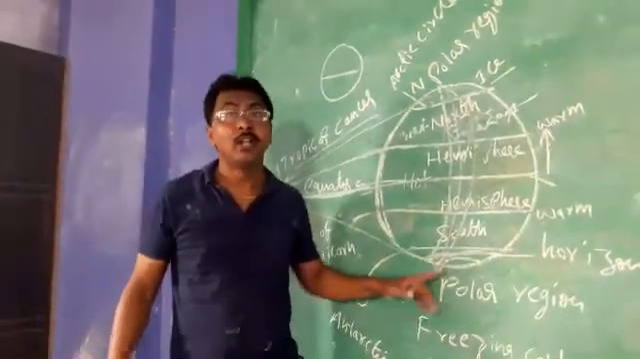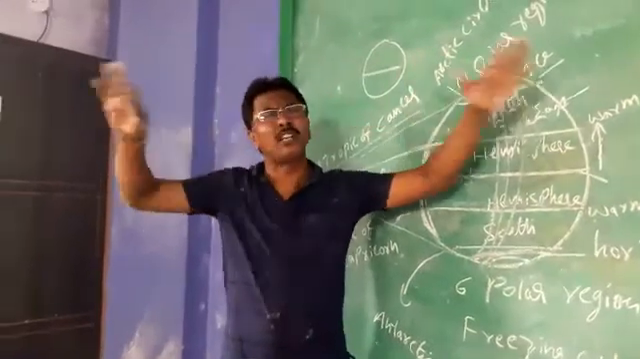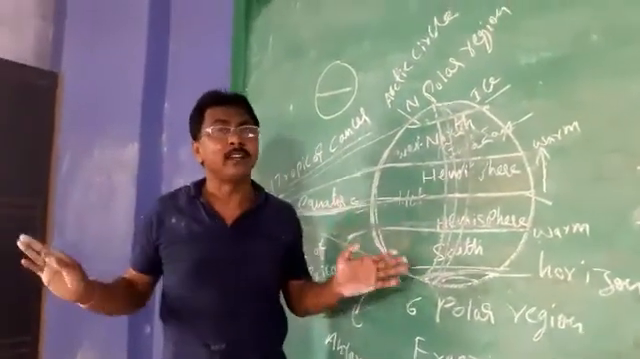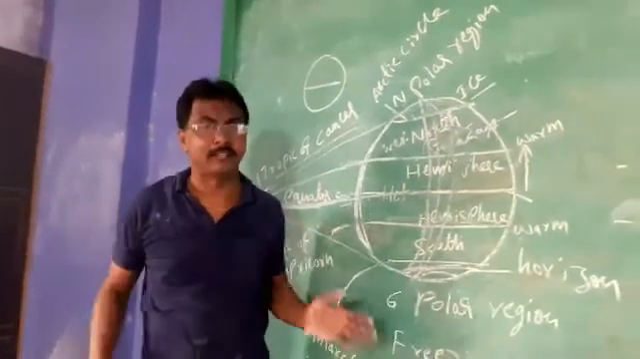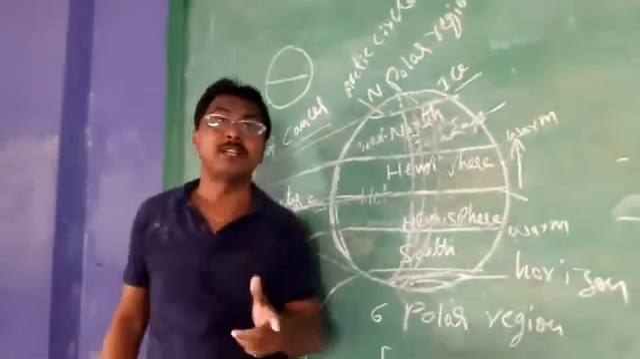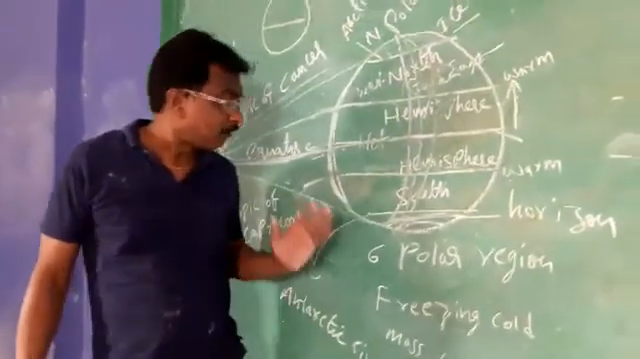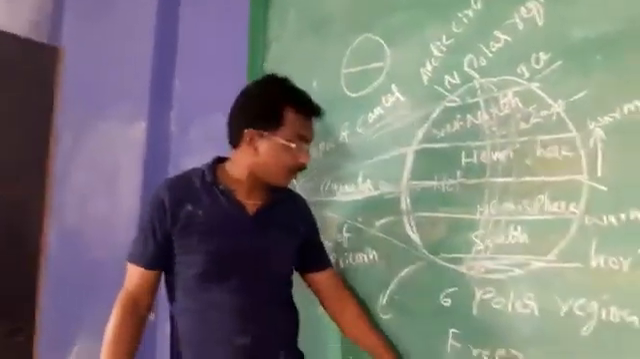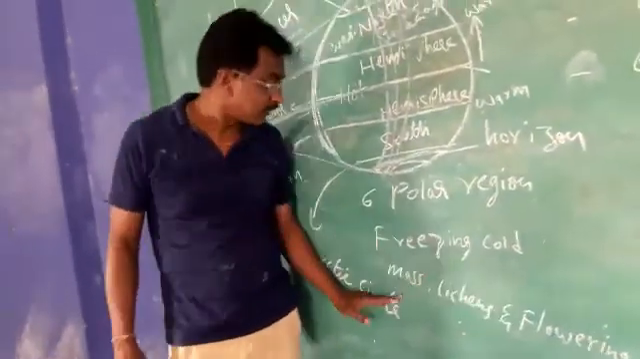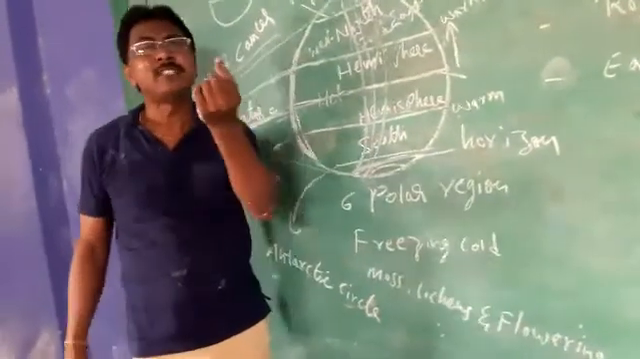And another thing I'll tell you. Here the land is totally covered by ice. There are no trees. Treeless continent means Antarctica. And also, here some plants are there, that are called mosses and lichens, and some flowering plants are there.